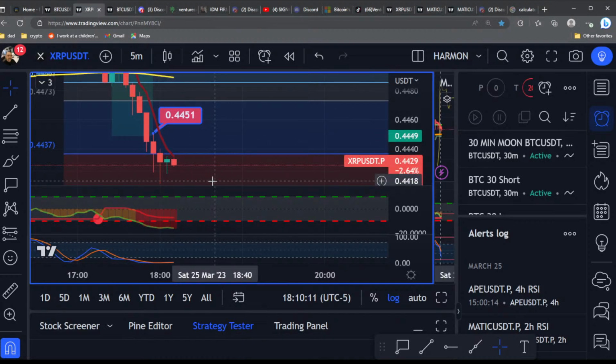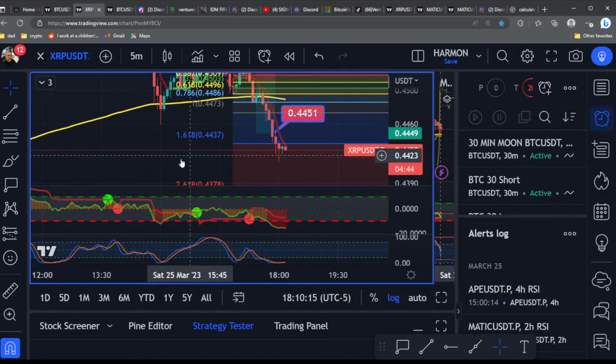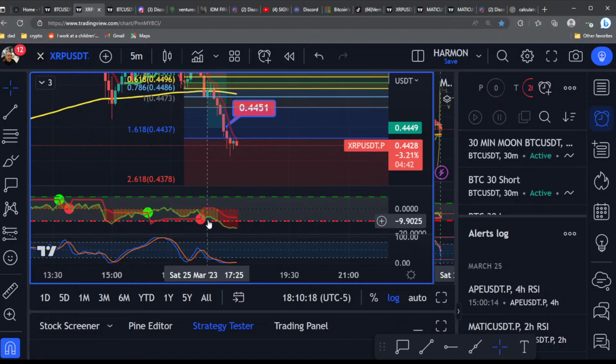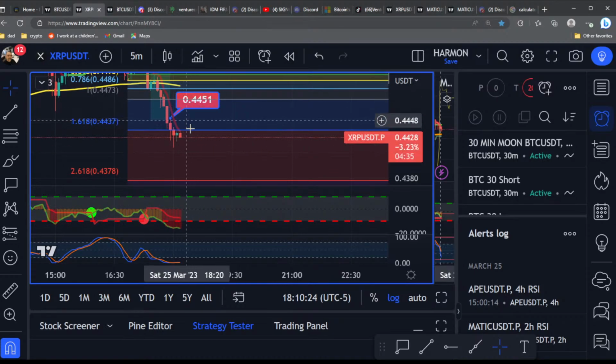Now, as this trade continues to fall, because notice that our Fibonaccis are still headed down, we still have a red moon, and we still have a red trend. So as this continues to get lower, we're going to move our stop losses down, guys.